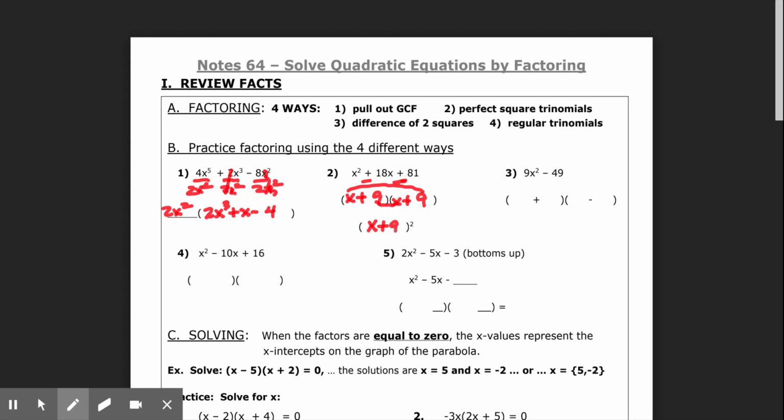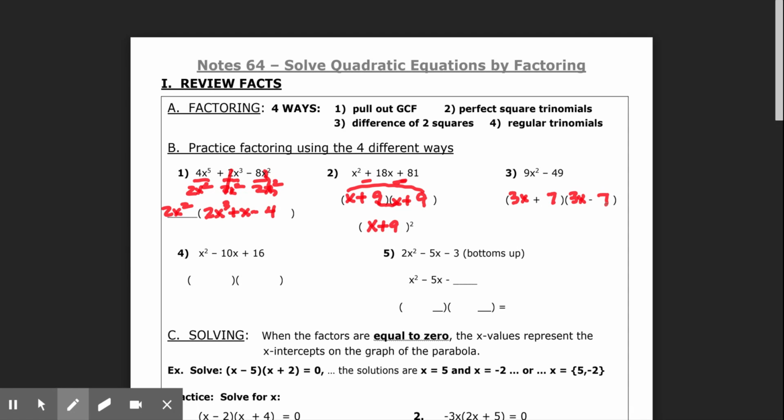Number 3, this one is the difference of 2 perfect squares. So I already have it set up for you, being a plus and a minus. And the square root of 9 is 3. So this will be 3x and 3x. And then the square root of 49 is 7. So it doesn't have a middle term because the outside would give us a negative 21x. The inside would give us a positive 21x, which would cancel out.